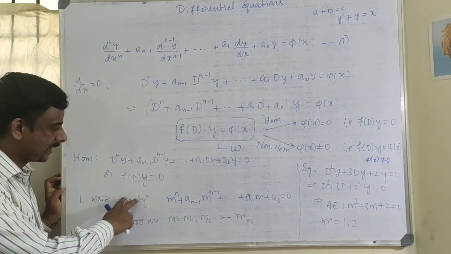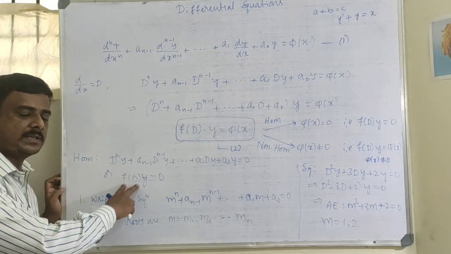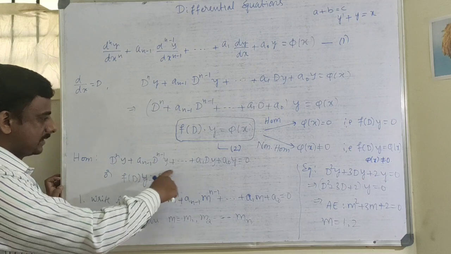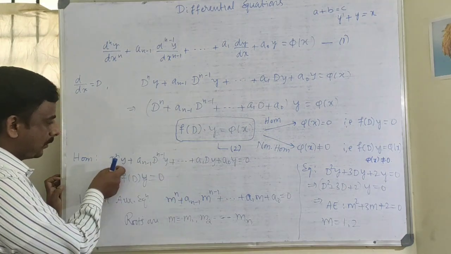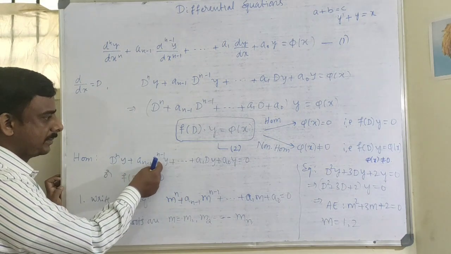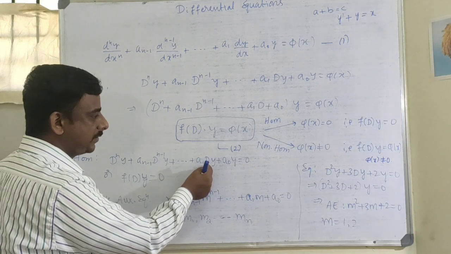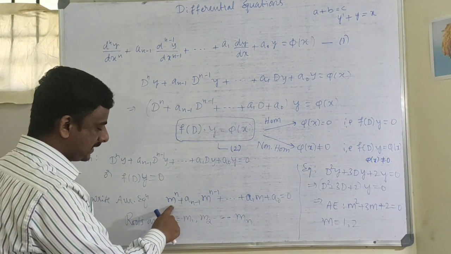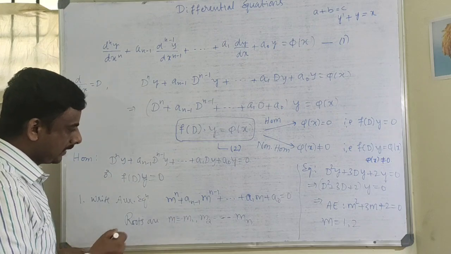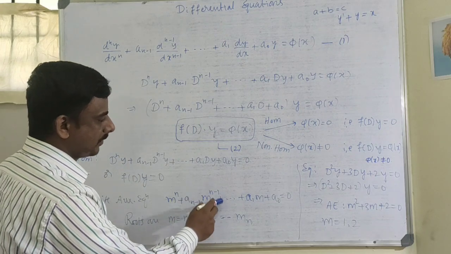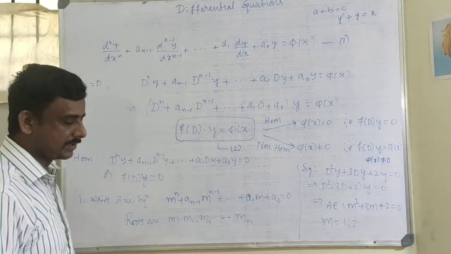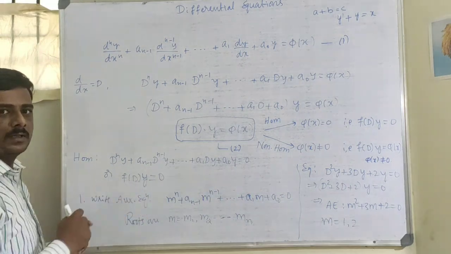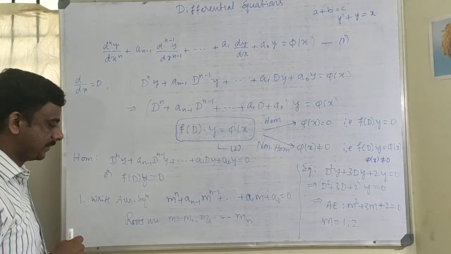The auxiliary equation is obtained from f of D by replacing D by m. Here f of D is D^n plus a_(n-1) D^(n-1) and so on, plus a_1 D plus a_0. Now replacing D by m, I get m^n plus a_(n-1) m^(n-1) and so on, plus a_0 equal to 0. This is called the auxiliary equation associated with the given homogeneous equation.